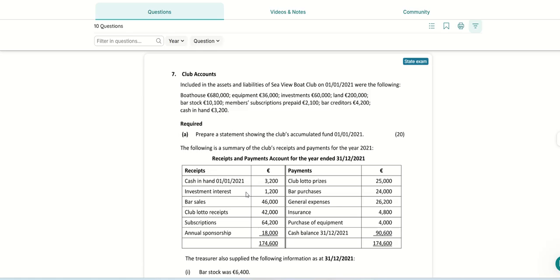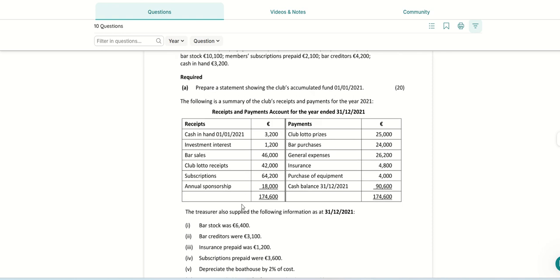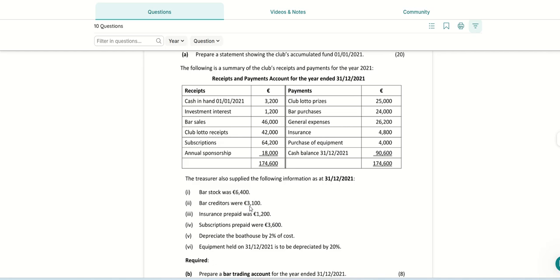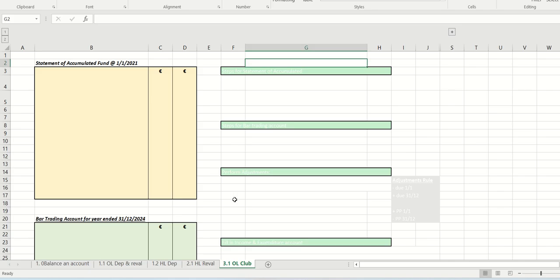Break it down, get really good at the accumulated fund, then go to the next step, get really good at the trading account or the bar trading account, then get really good at the income and expenditure and the adjustments, then get really good at the balance sheet. So we're going to start with statement of accumulated fund. So that is the list of assets and liabilities at the start of the year. Okay, so we need to be very good at this.